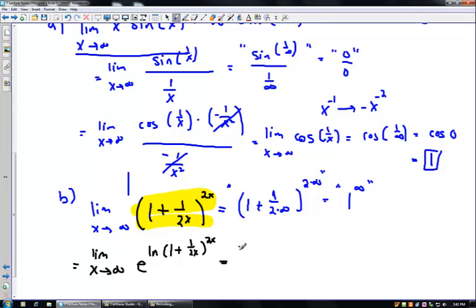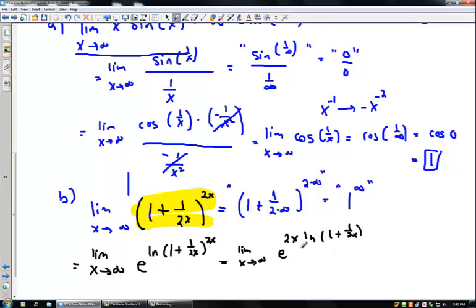So this is equal to the limit as x goes to infinity of e to the 2x ln of 1 plus 1 over 2x. And then what do I have here? If you plug in infinity, hopefully you notice you're going to get infinity times ln of 1. So that's infinity times 0.